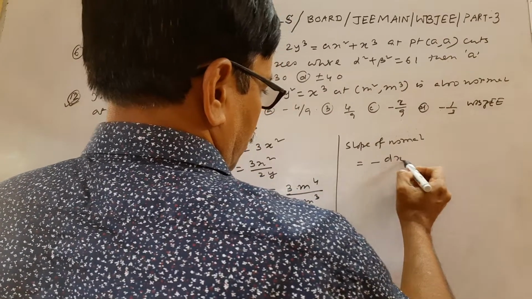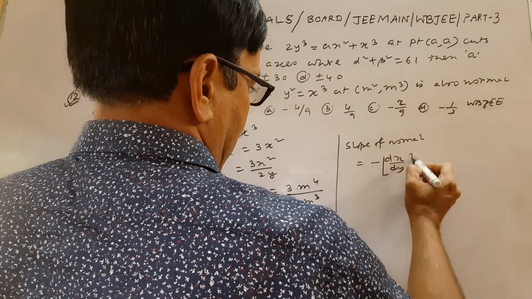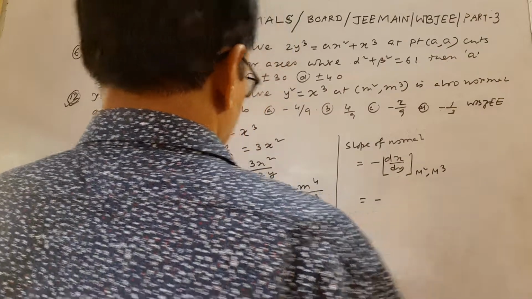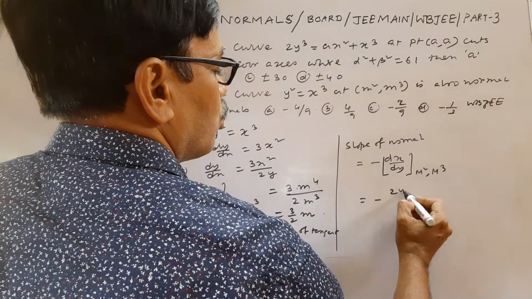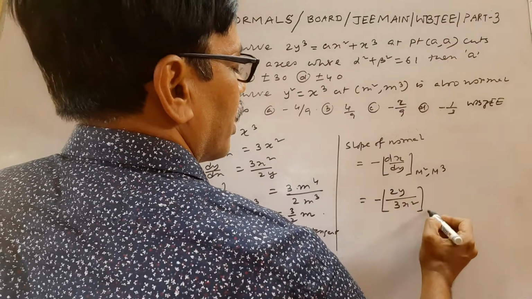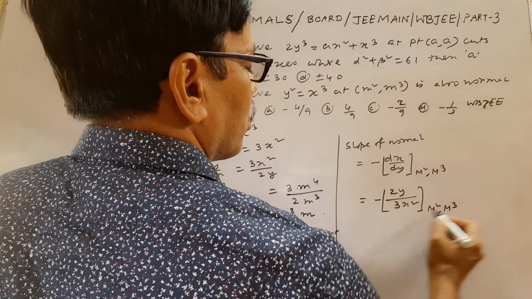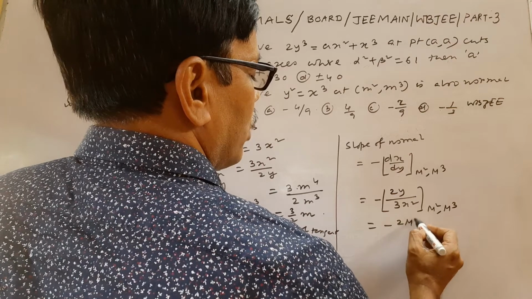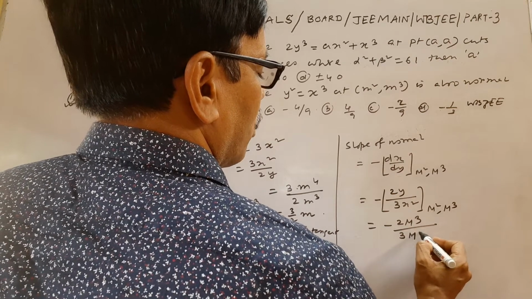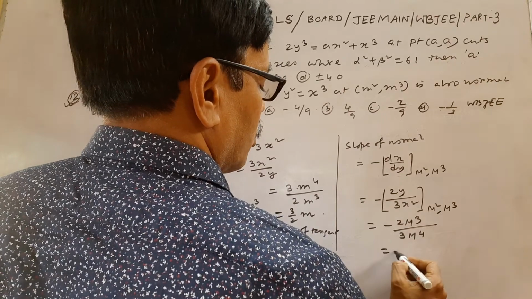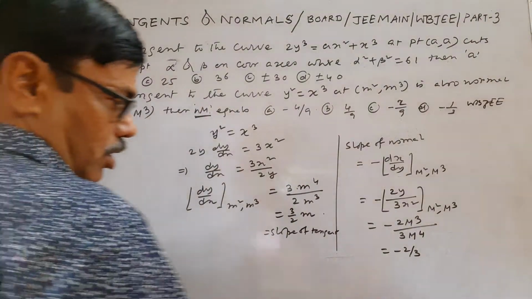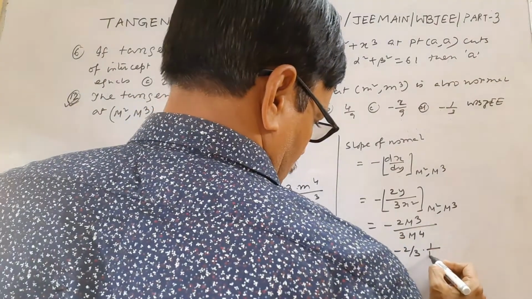Now slope of normal, minus dx/dy at (m square, m cube). So minus 2y by 3x square, at (m square, m cube). So minus 2 m cube by 3 m to the power 4. So minus 2 by 3, into 1 by m.